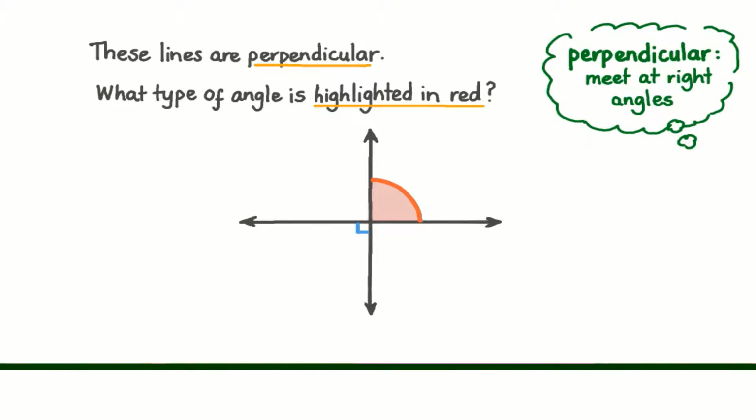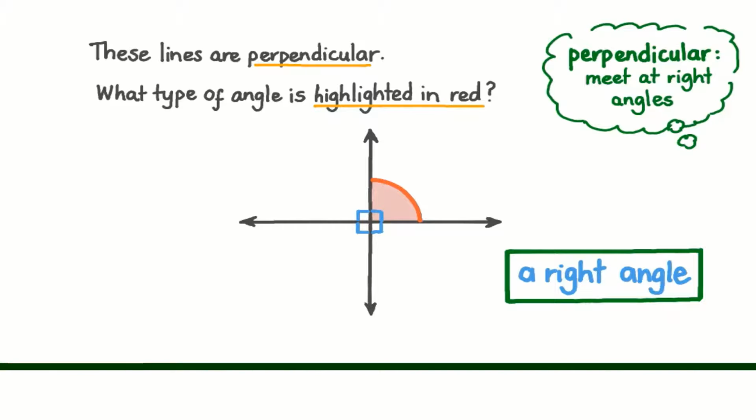Now our question asks us, what type of angle is highlighted in red? Can you see what this is talking about? It's this angle here. How could we describe this angle? Well, because we know that these two lines are perpendicular, we can draw little right angle symbols at all the places where they meet. The angle that's shown in red is a right angle. When two lines are perpendicular, they meet at right angles. And that's how we know the type of angle that's highlighted in red is a right angle.